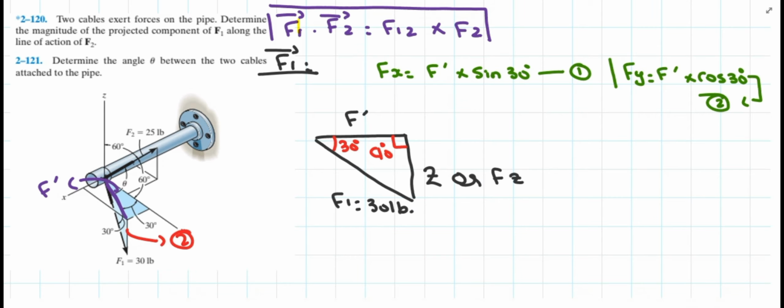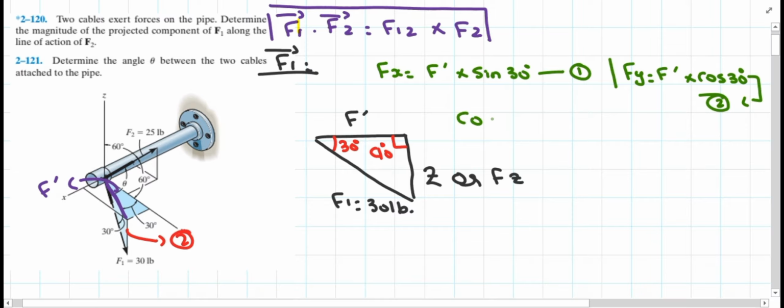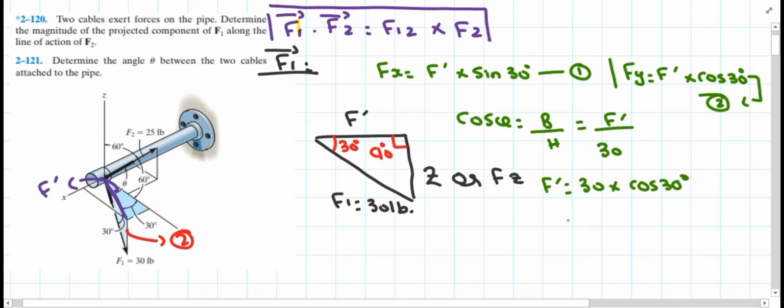So again, apply the sine theta and cos theta functions here to find the value of f prime first and then fz. We know that cos theta is equal to base upon hypotenuse. The base in this case is f prime, and the hypotenuse is 30. So f prime is equal to 30 into cos theta. Theta is 30 degrees, so f prime equals 30 into cos 30 degrees, which is 25.98 pounds. This is the value of f prime here.